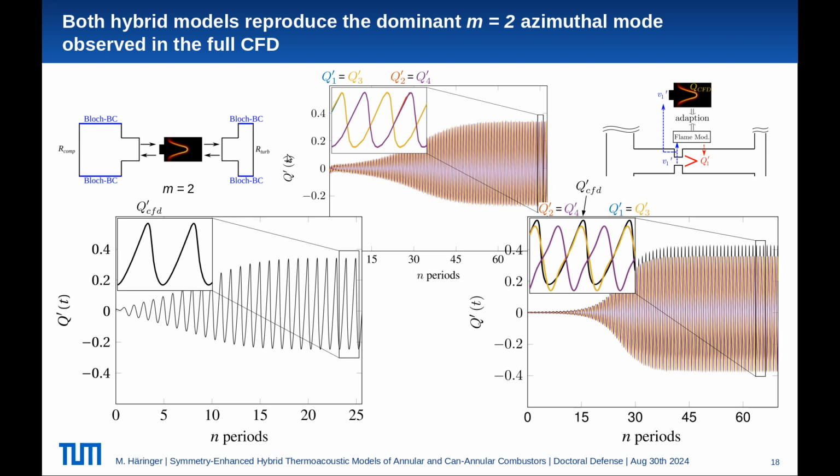Just as a side note, the two other mode orders, m equals 0 and m equals 1, both give a stable system with decaying amplitudes. So this is consistent in itself.